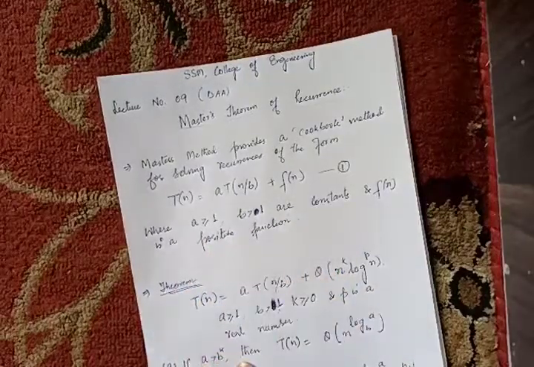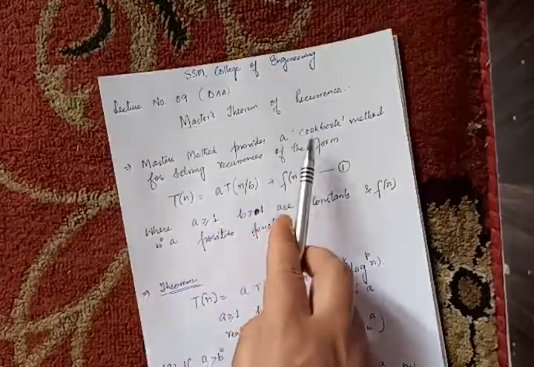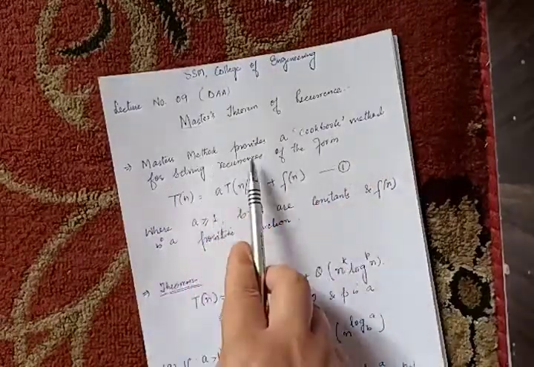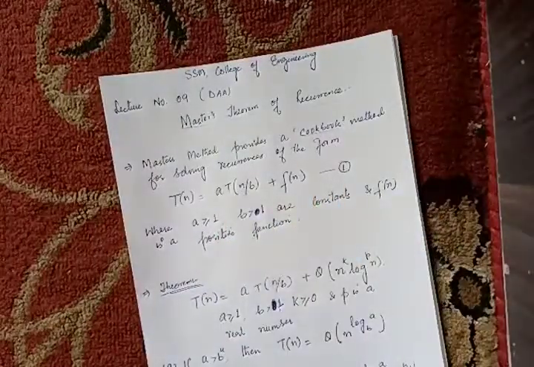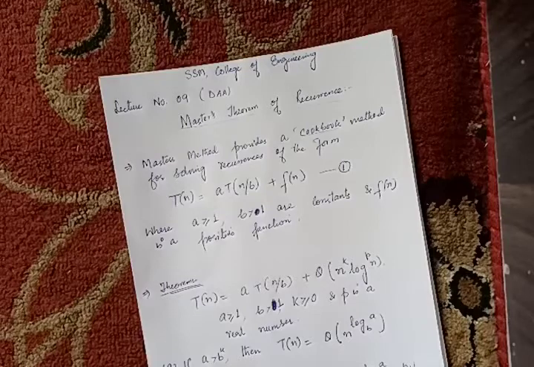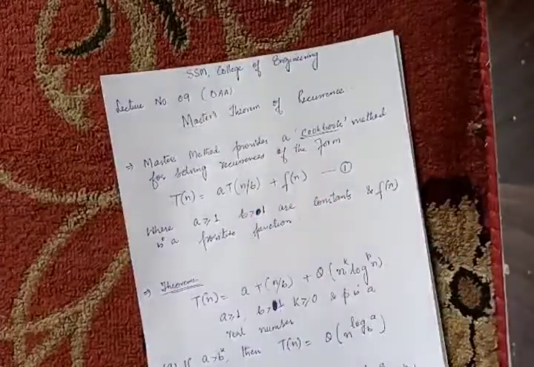So, what basically is a Master's theorem? Master's method provides a cookbook method for solving recurrences of the form. Cookbook, why? Because everybody knows whatever is written in a cookbook, the measurements we have to cook accordingly. Similarly, we have to strictly follow this theorem in order to solve such recurrences. That is the reason why it is called the cookbook theorem.